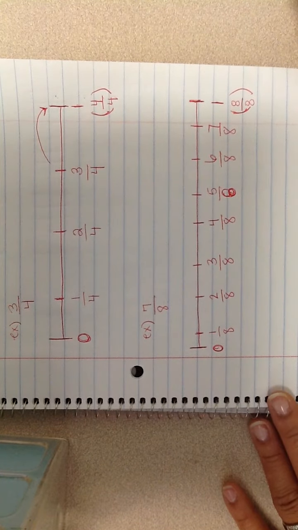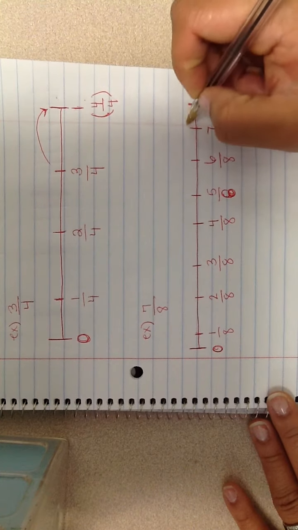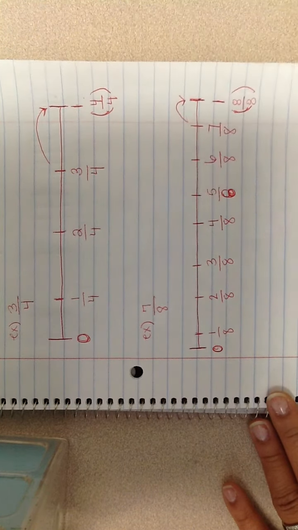So again, if I'm thinking, what is 7/8 closest to? It is closest to 1 whole.